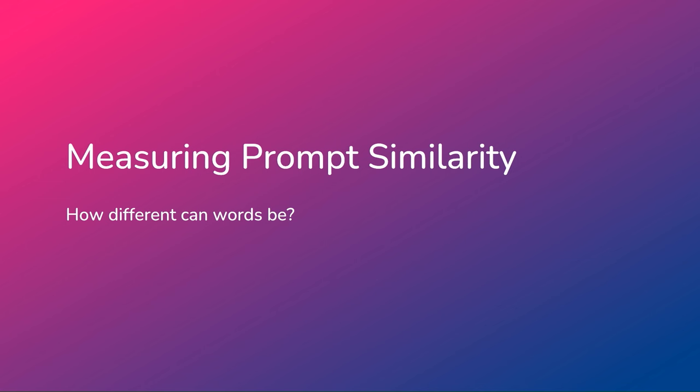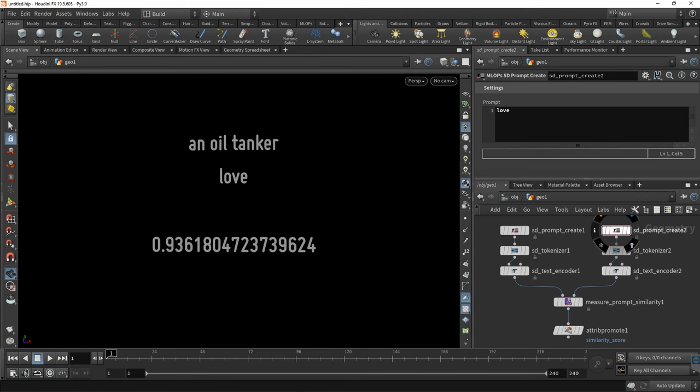The other thing that we've implemented recently under the analysis branch, so to speak, is prompt similarity. So how different can words be? It's just a simple measurement of where in our learned concept of human language things lie and how far apart they are. I've tried a few examples to find out what's the similarity between an oil tanker and love. And when we're looking at prompts, your similarity measures are always on the higher scale. So if something is really dissimilar, it's 0.75, but then it's really dissimilar. So take these with a grain of salt. Everything that's above 0.95 is similar-ish. Everything below, not so much.